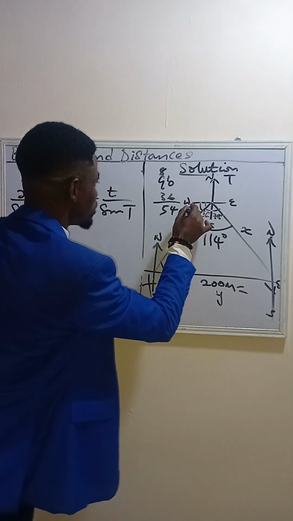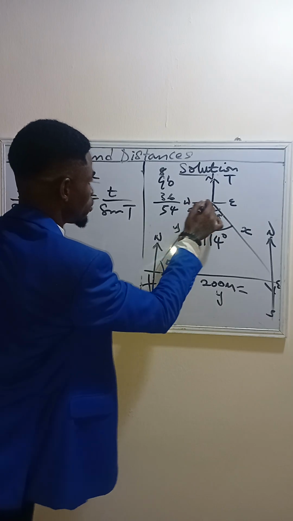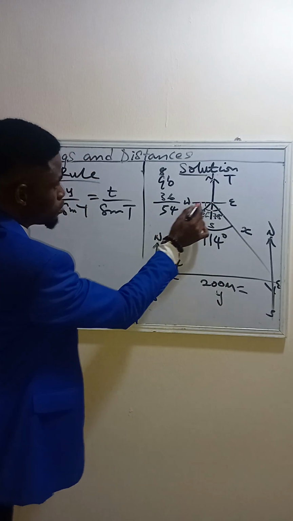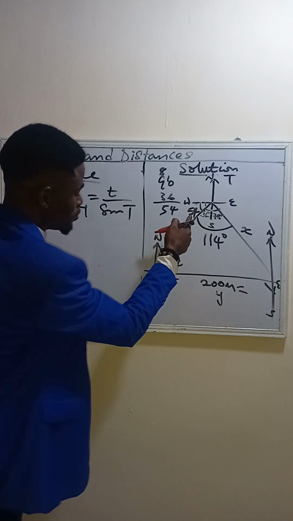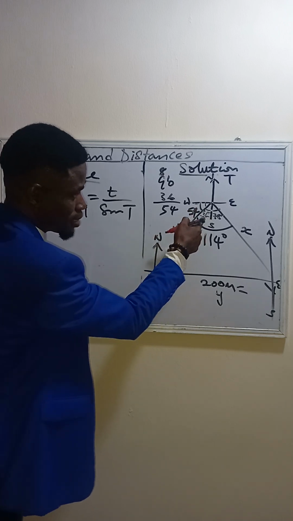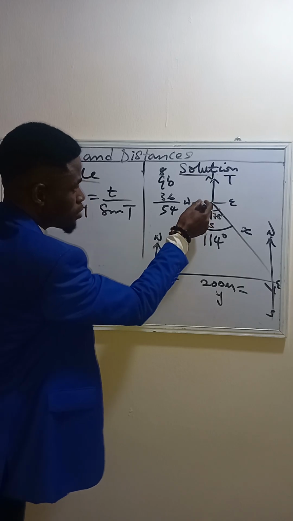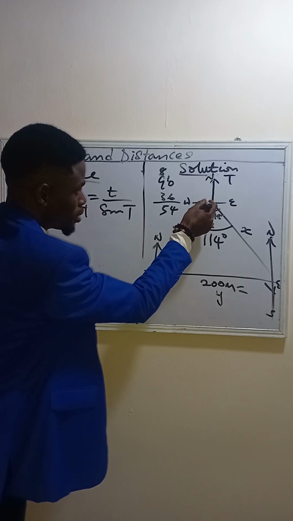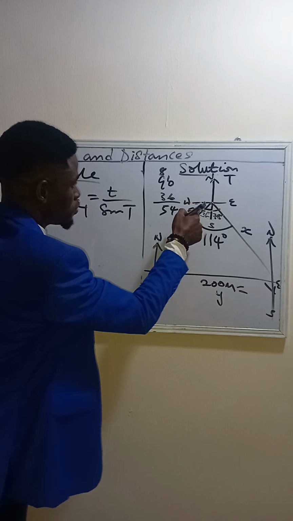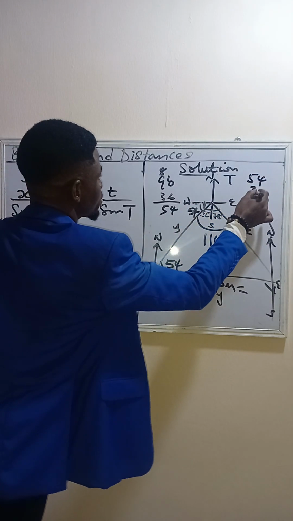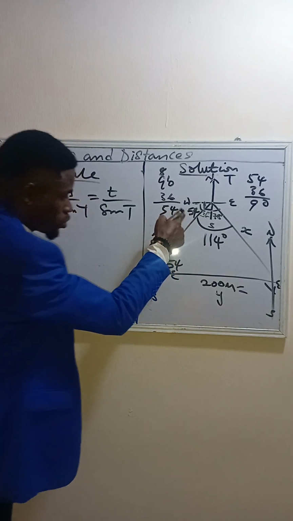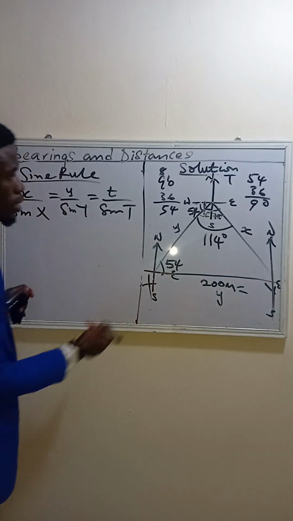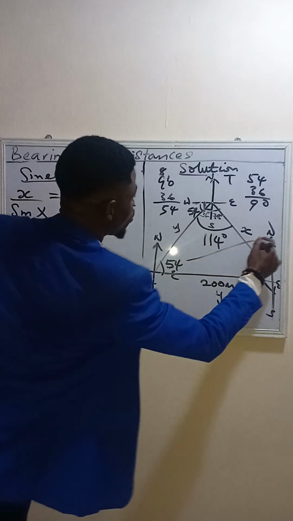The remaining angle is 54, an alternate angle. How did I obtain this 54? Because here is 36, and the remaining angle here to complete a corner is 54. That is 54 plus 36, which gives you 90. So this one is an alternate angle to this one. Now we have to find this opposite side.